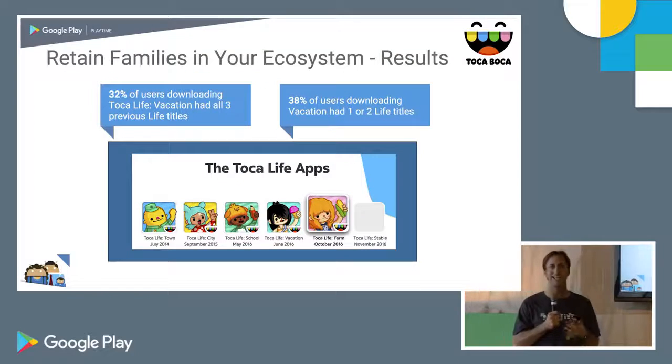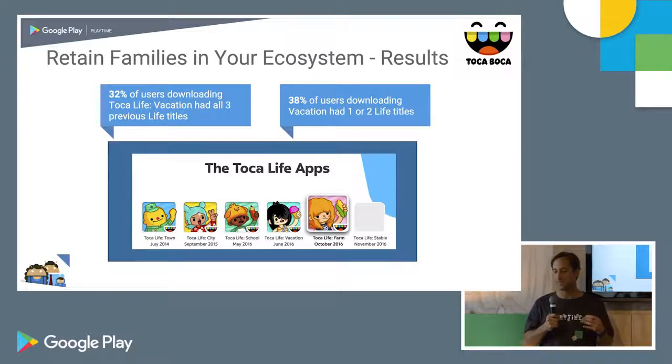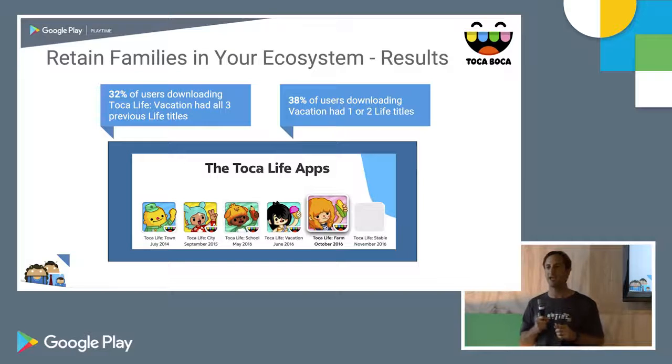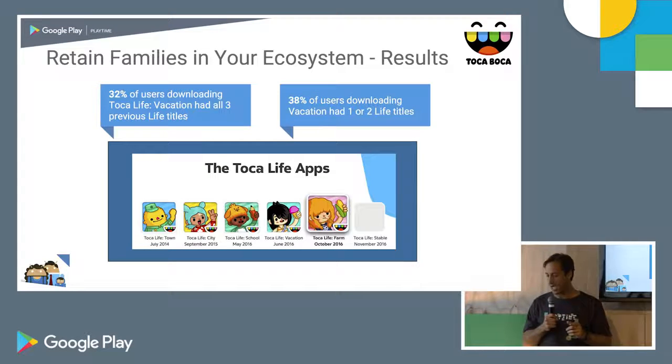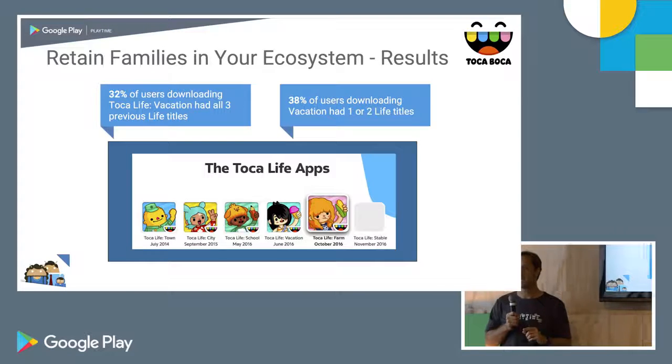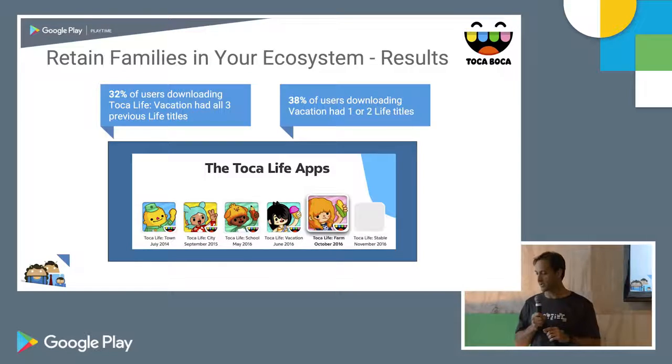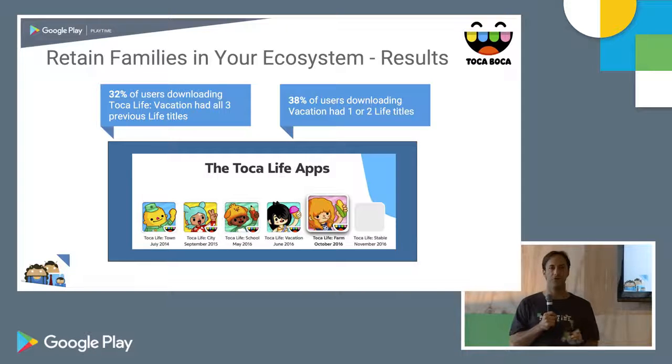And this title, Toca Life Vacation, was their most successful launch ever. It's really because they leveraged their previous ecosystem. 32% of users downloading Toca Life Vacation had downloaded all of the previous 3 apps, and 38% of users downloading Toca Life Vacation had downloaded 1 or 2 of those previous apps. So be sure that your cross promotion is really on point. Once again, test and make sure that it's relevant and driving the benefits that you're going for.